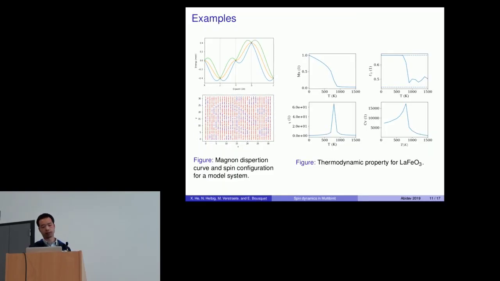Let's see a few examples. This is from the parameter building package. We can calculate the effective magnon dispersion curve, and we have some snapshots of the spin configuration. As you can see, some skyrmions and stripe domains. We can also calculate some thermodynamic properties, and this is for lanthanum ferrite.